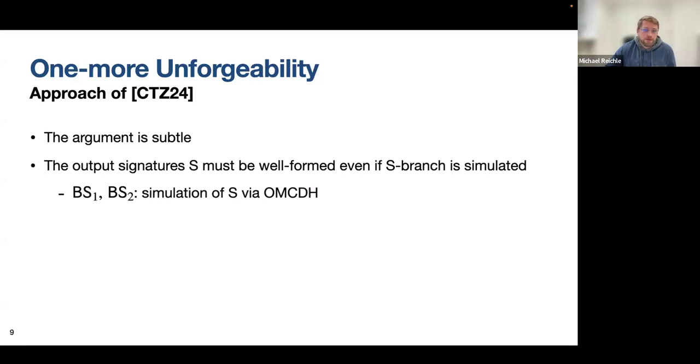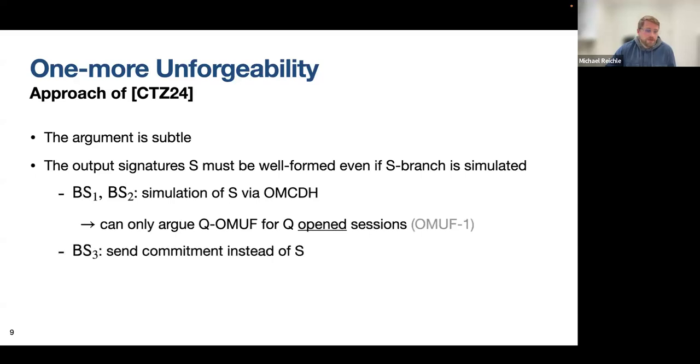And in terms of what this means for security, for BS1 and BS2, they must simulate with one more CDH, so they can only argue OM of 1. And for BS3, they actually managed to prove full OM of 1 and OM of 2.